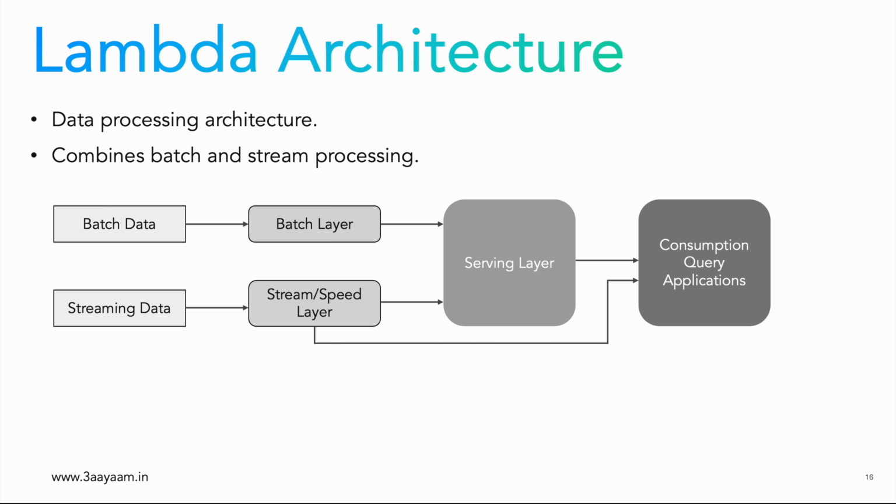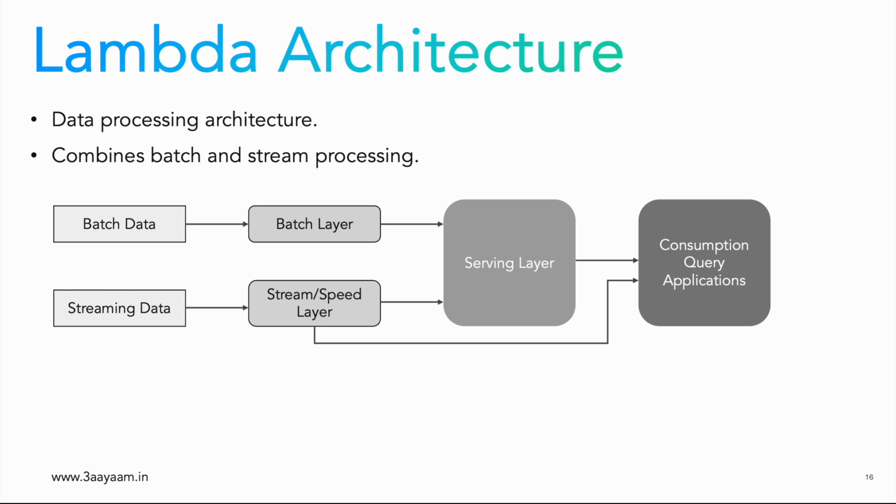There can be scenarios when you send the data directly from the speed layer to the consumption layer, which we have already seen in Spark stream processing. If you're using foreachBatch and you want to send that to an API, you can do that from the stream or speed layer itself. But if you want to run queries, obviously in that case, you have to store it in the serving layer.